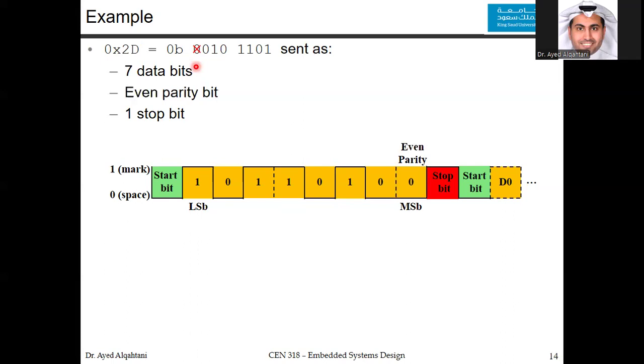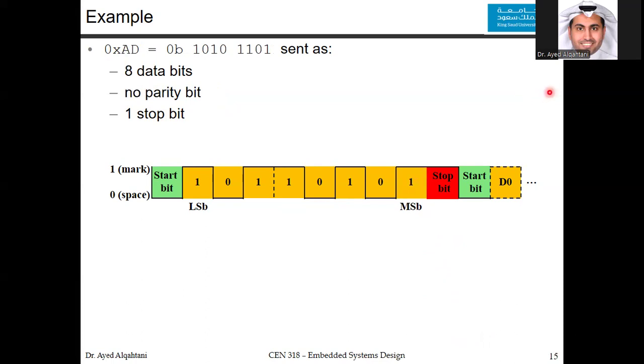Now, this example is the same one, the only difference is we change the parity. Now the parity is even. This is slide number 14, so let's compare it back to slide number 13. You see the difference here is only the parity. Now for the even parity, the value here is equal to 0.